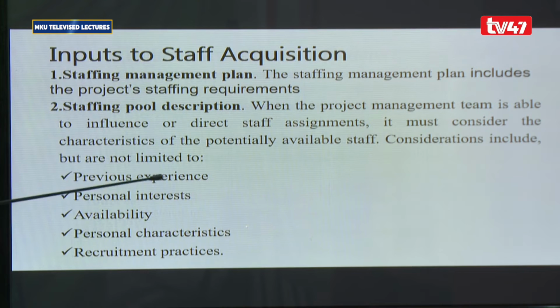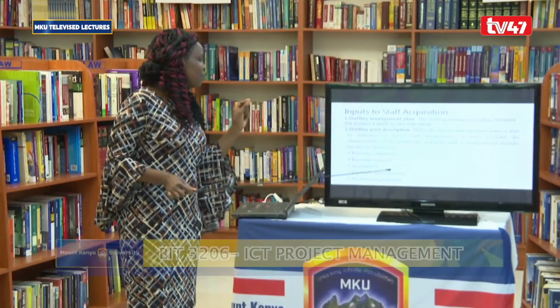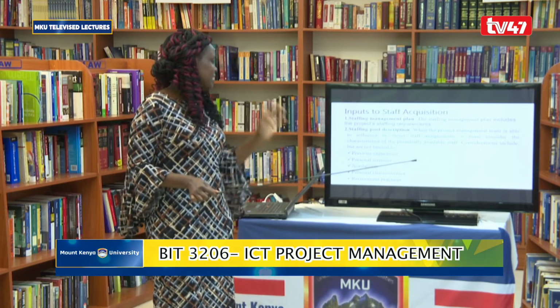Another input to staff acquisition is staffing pool description. Remember, when you are hiring people to work on the project, there are key things that you look at: previous work experience, personal interest, availability. Are you available immediately? Will you be available for the next 2 months and the like? All these need to be catered for when it comes to staffing pool description. Also, when the project team management is able to influence direct staff assignment, you need to consider all these characteristics when you are getting people to work on your project.